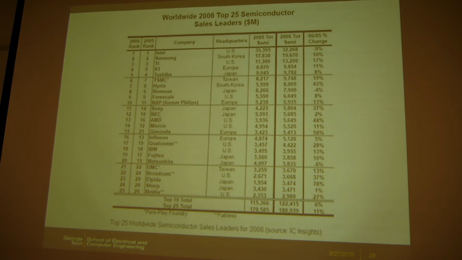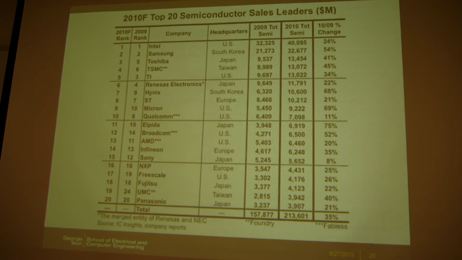At that time, Intel was number 1, Samsung number 2, and TI, Texas Instruments, is still there. And ST Microelectronics is a European company in Italy and France. TSMC is number 7 at that time. And those are the rest of the companies. I don't want to name each of them, but I just want to show the trend.